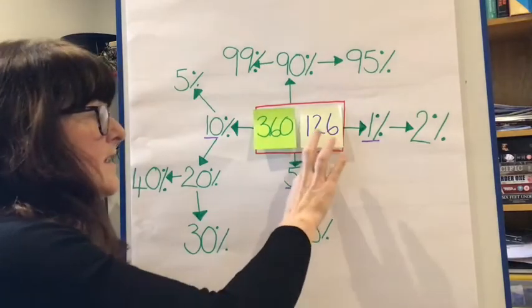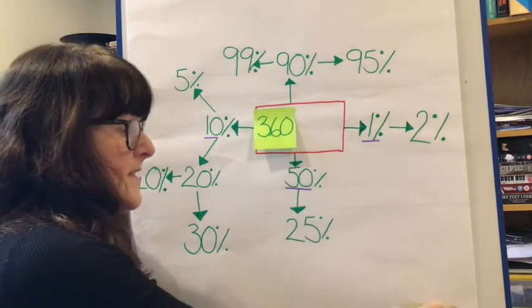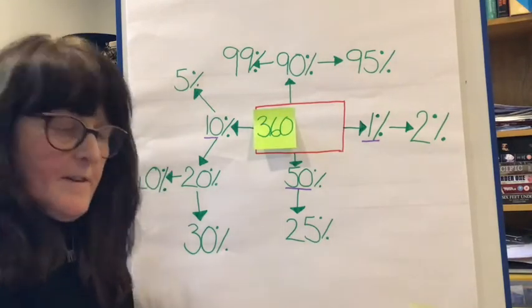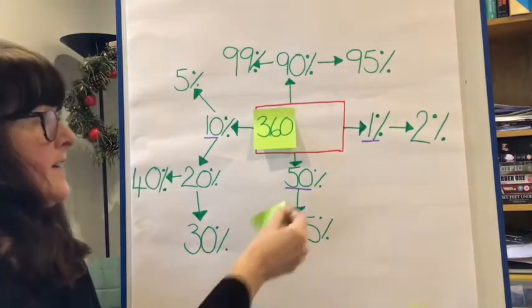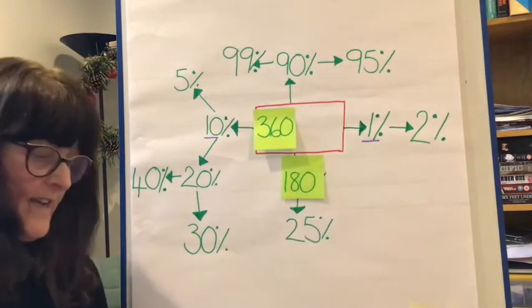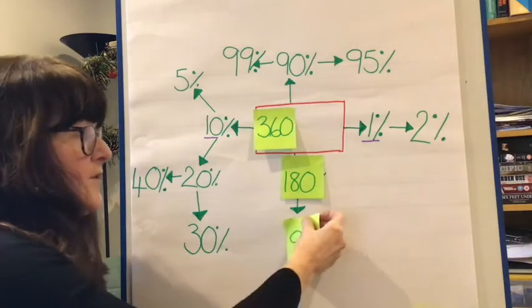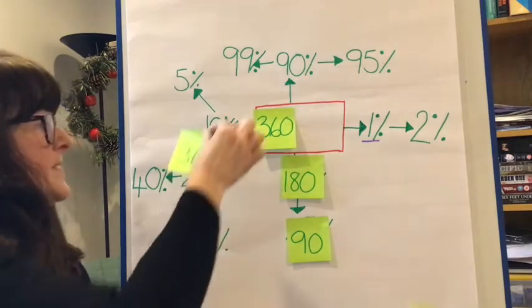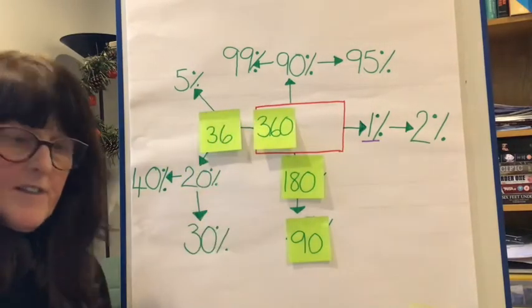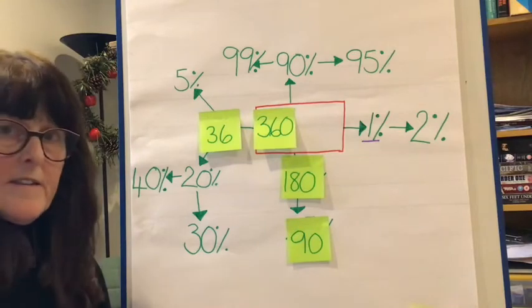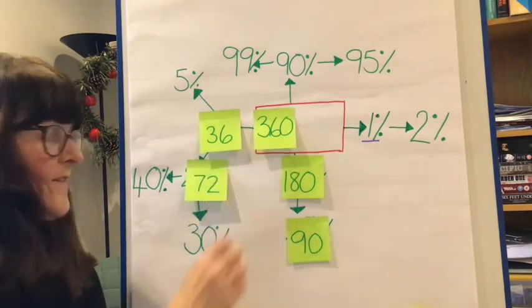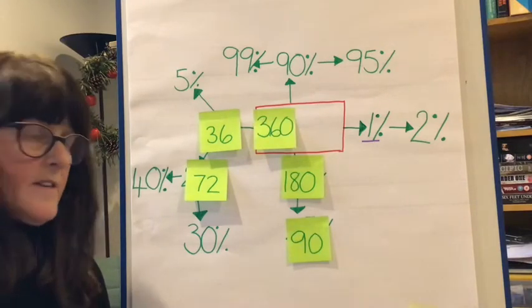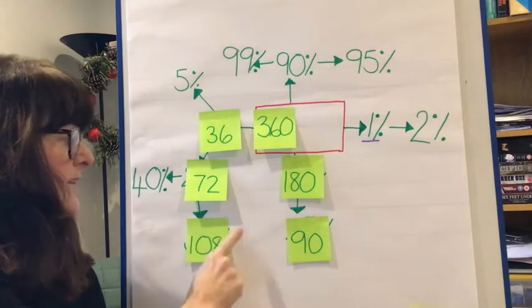So what I'll do is I'll take off the 126 for a minute and we'll just look at the answers for 360. So half, 50% is 180. Halve it again for 25% is 90. I've then gone over to 10%, which would be 36. Double it to find 20%, which is 72, and you could add those two together to get 30%. 10% and 20% would make 108.